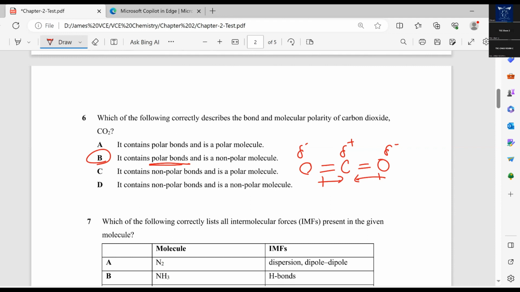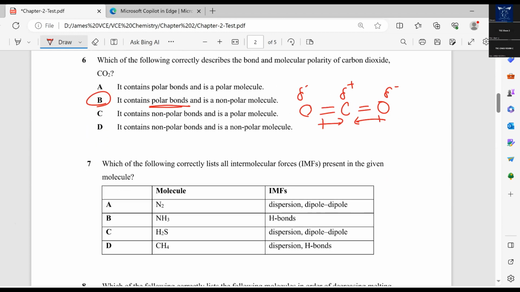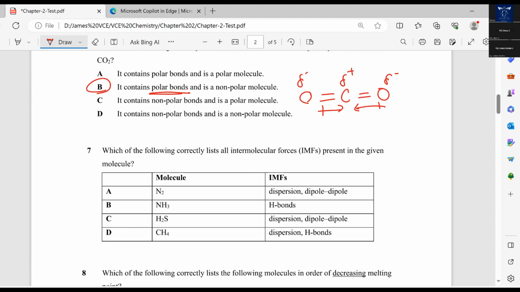Like water, it is a polar bond and a polar molecule. But carbon dioxide has a polar bond because whenever you have two different elements with different electronegativity, they will form a polar bond. This one itself is a polar bond, but once you have two joined together, as I mentioned, it becomes a non-polar molecule because they cancel each other. Right? So that's something that you need to take note of.